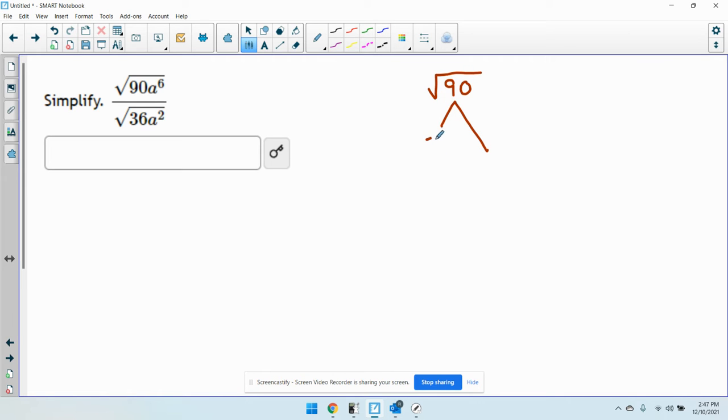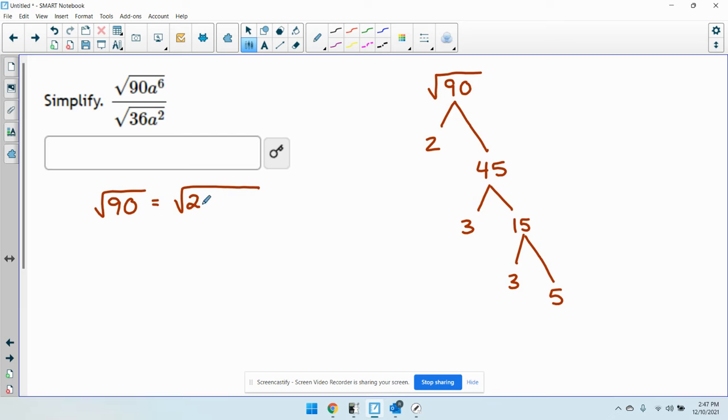So I can write 90 as 2 times 45. 2's prime, so I'm going to stop there. 45, I'm going to write as 3 and 15. Okay, 15 I can write as 3 times 5. So 90 is the same thing as 2 times 3 times 3 times 5. So I can write the square root of 90 as the square root of 2 times 3 times 3 times 5.